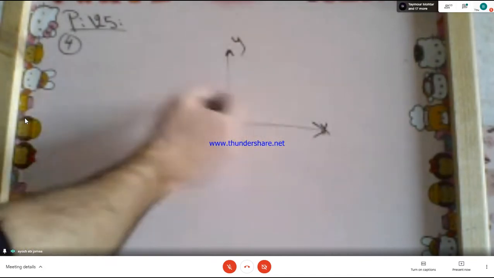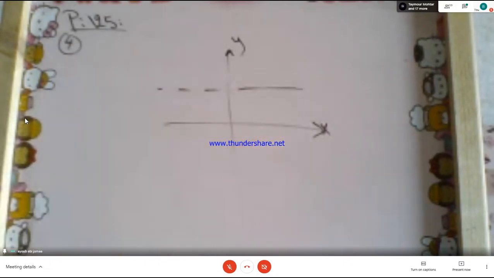When you say asymptote, here is the x-axis, here is the y-axis. When I say the asymptote is parallel to the x-axis, what does it mean? Horizontal asymptote. And an asymptote parallel to the y-axis is a vertical asymptote. So here the question is to find all horizontal and vertical asymptotes. Find asymptotes parallel to the axes of coordinates. So find the horizontal and vertical asymptotes. This is the question. Okay?